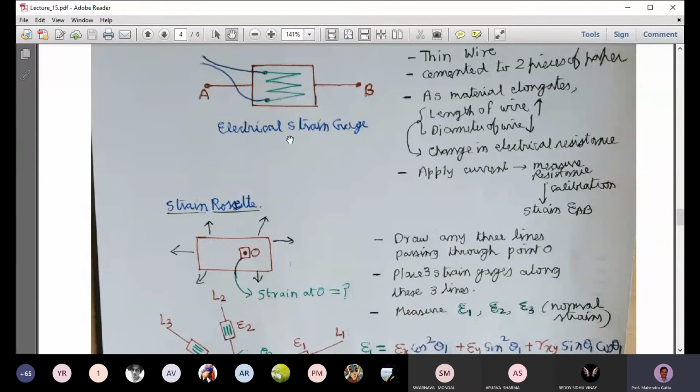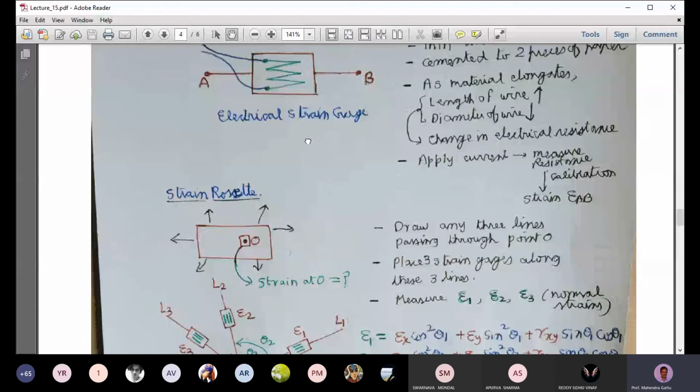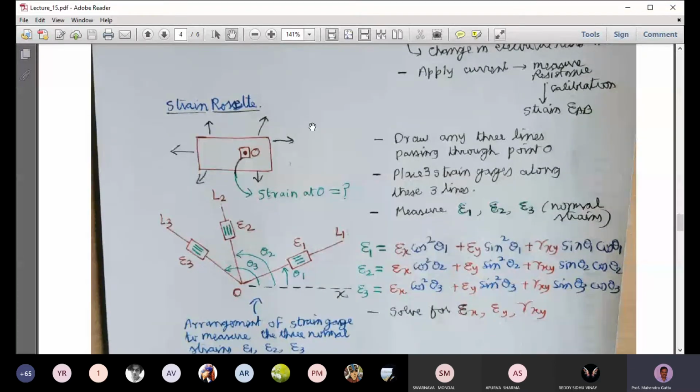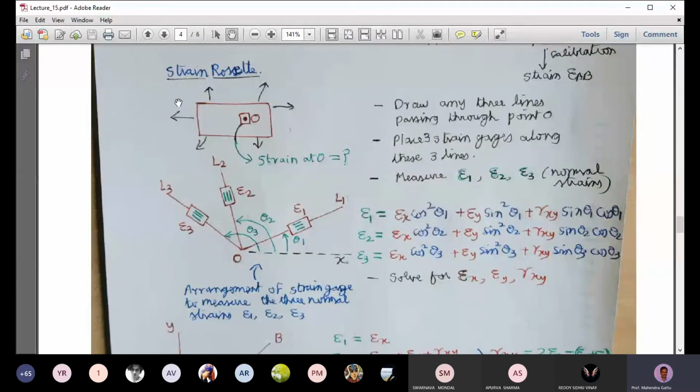With this strain gauge, we can calculate the normal strain acting between point A and point B. Now we will discuss something called a strain rosette. Suppose we have this uniform bar, and it is subjected to a set of loads in different directions. On the surface of the bar, we identify a point O, and we want to find the strain acting at point O.